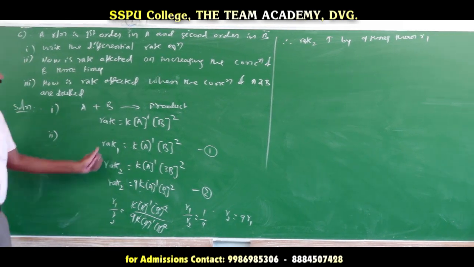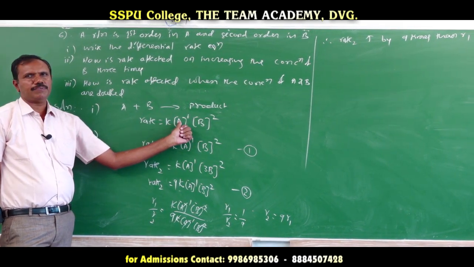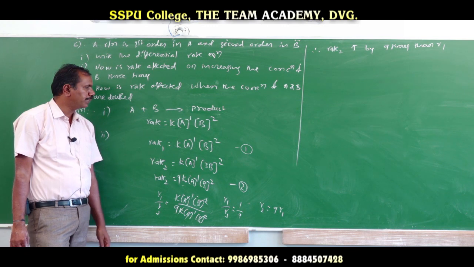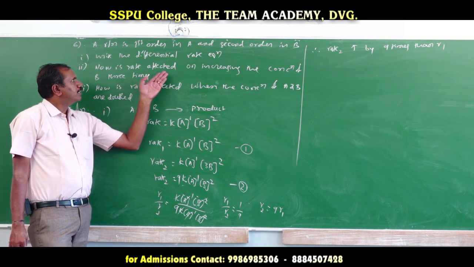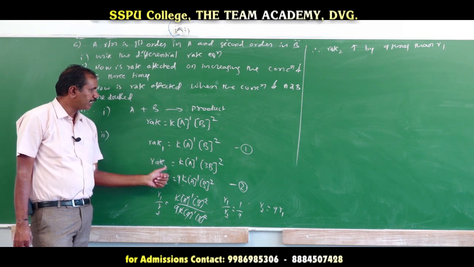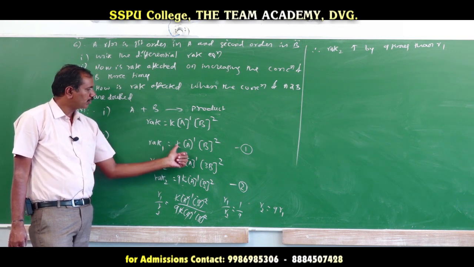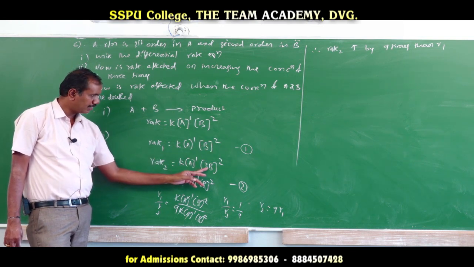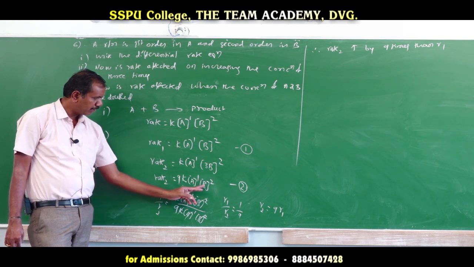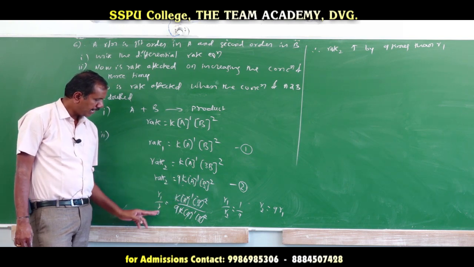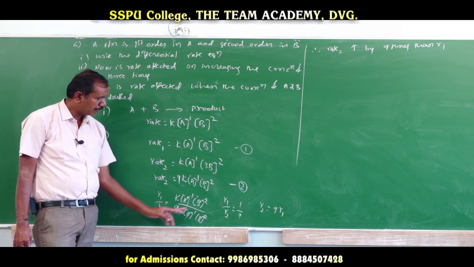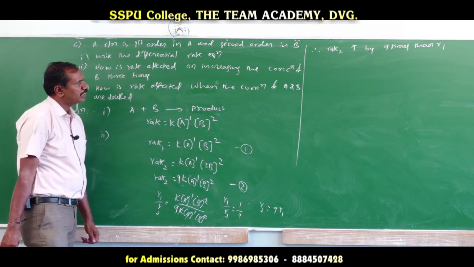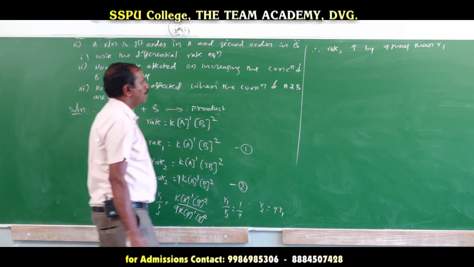You see, the rate expression is K into A to the power 1. Why? The order with respect to A is 1, B to the power 2. Why? Order with respect to B is 2. What is the rate when concentration of B increases by 3 times? Our rate 1 equals K into A to the power 1, B to the power 2. If it is 3 times increased, 3 to the power of 2 means 9K into A to the power 1, B to the power of 2. R1 by R2 equals 1 by 9. 1 by 9 means what? Rate 2 equals 9 times rate 1. Means rate 2 increases by 9 times than that of rate 1. Done.